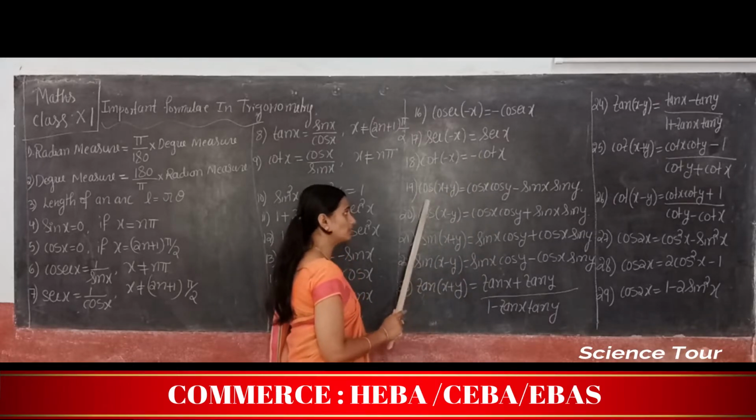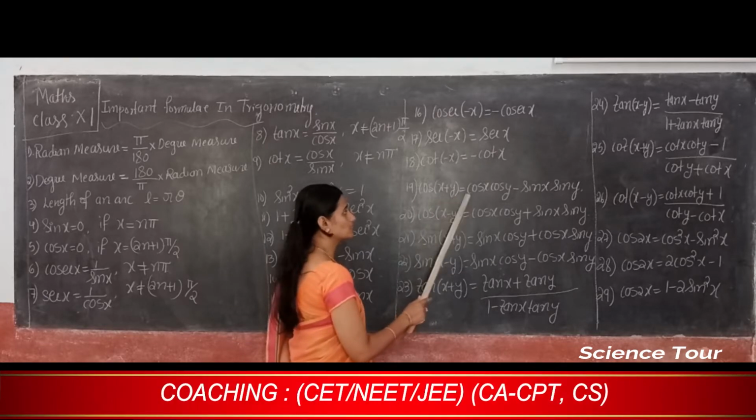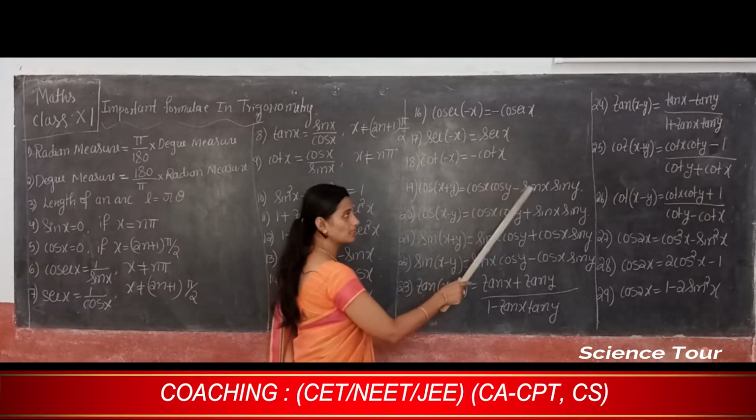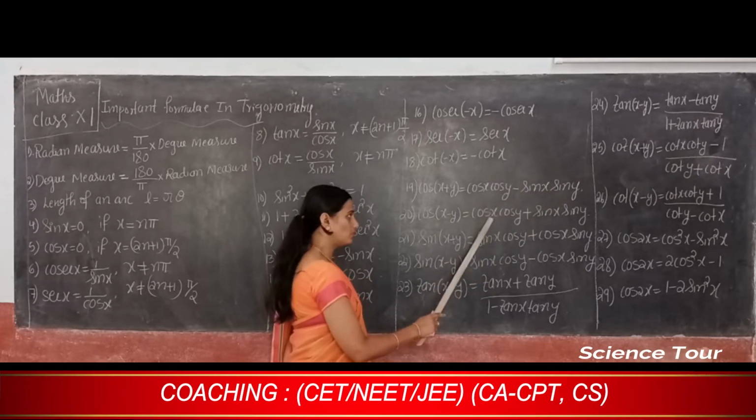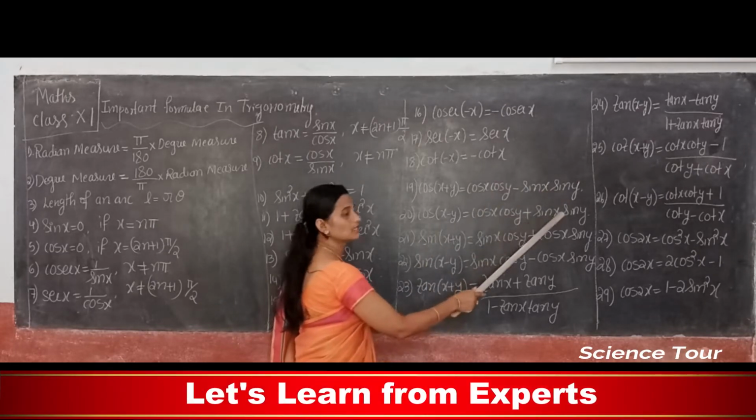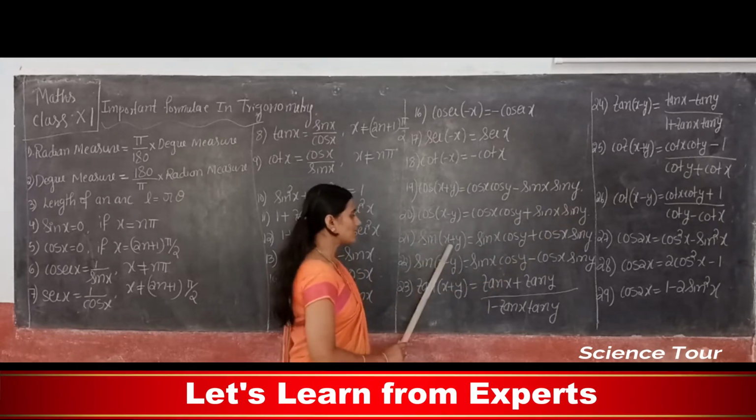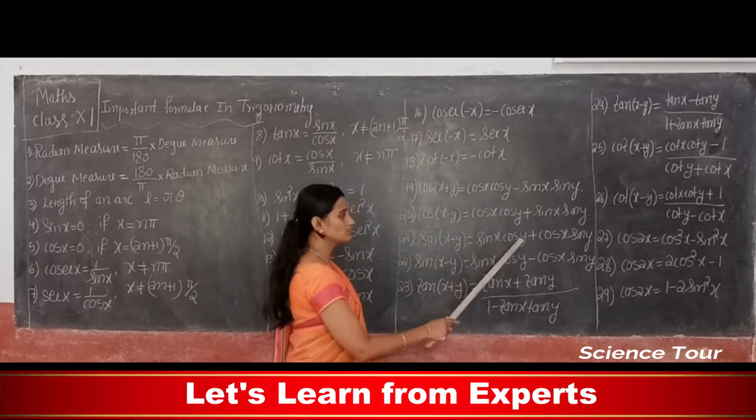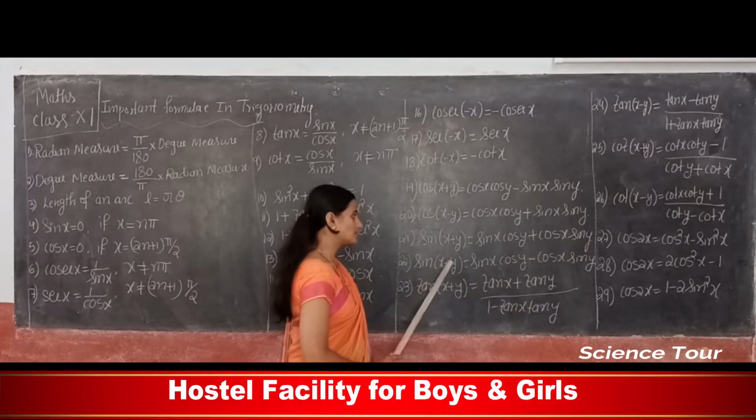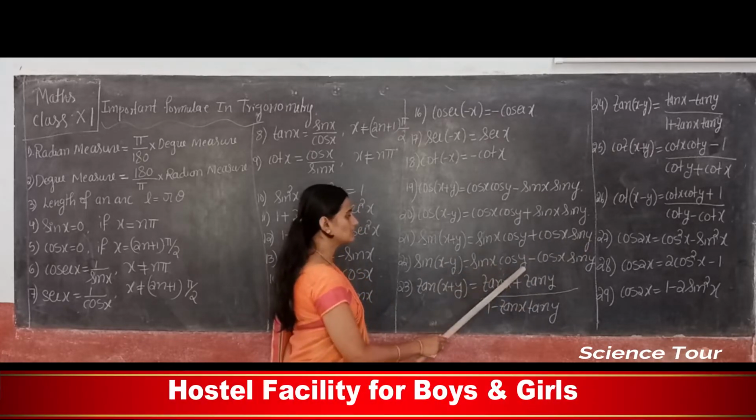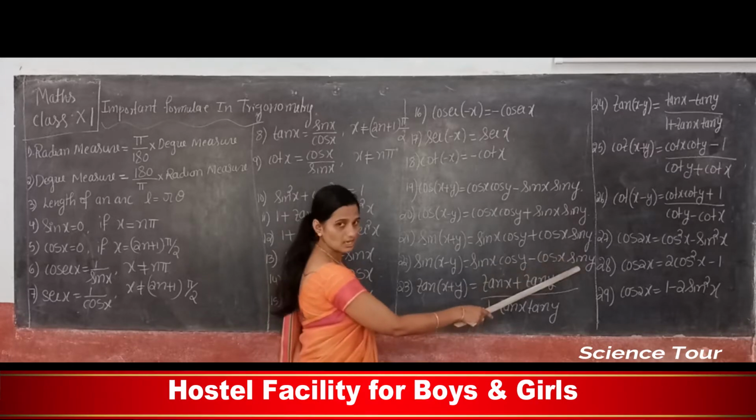The next formula is cos(x plus y) is equal to cos x cos y minus sin x sin y. Cos(x minus y) is equal to cos x cos y plus sin x sin y. Now sin(x plus y) is equal to sin x cos y plus cos x sin y. Next, sin(x minus y) is equal to sin x cos y minus cos x sin y.